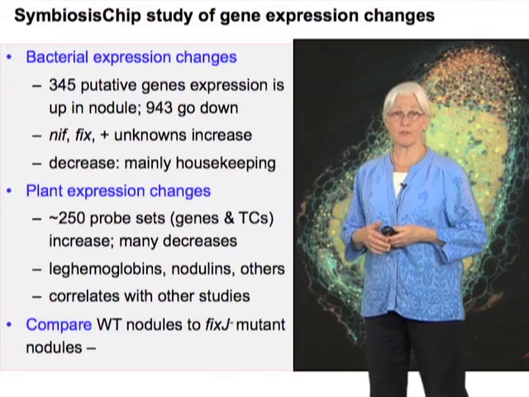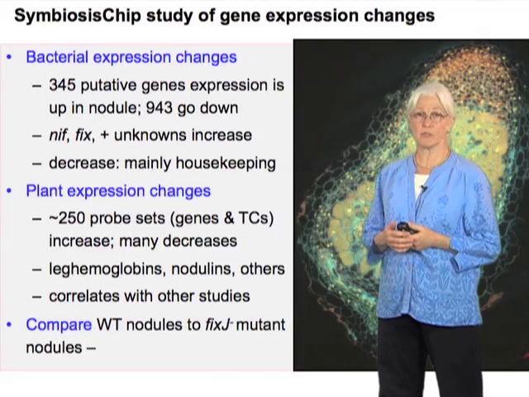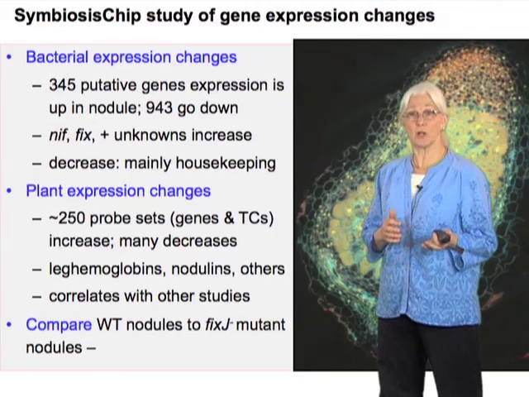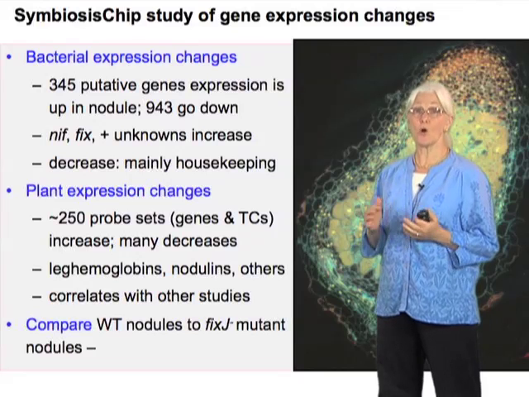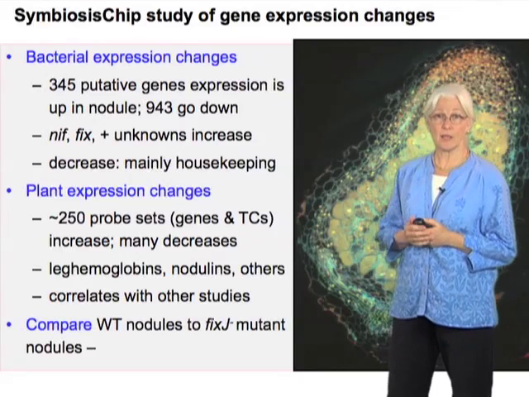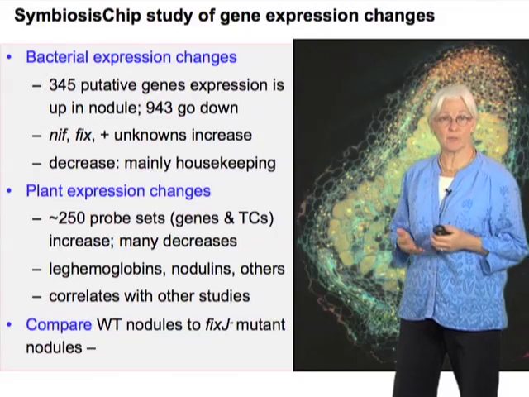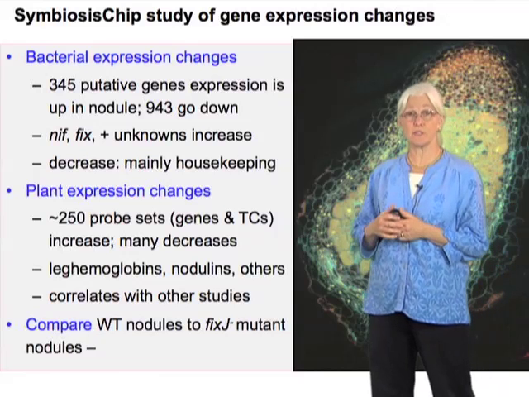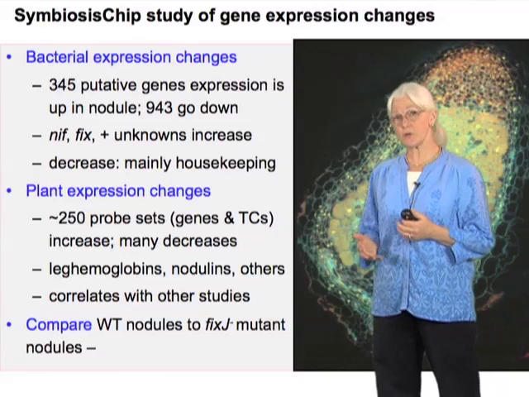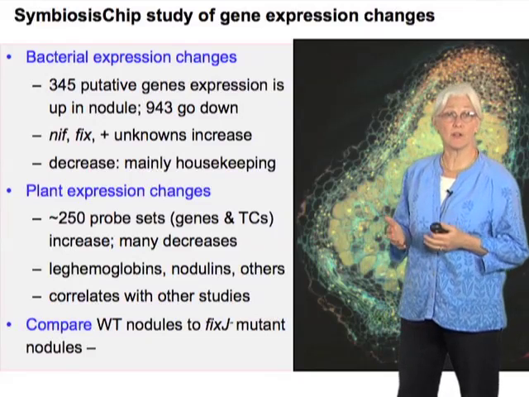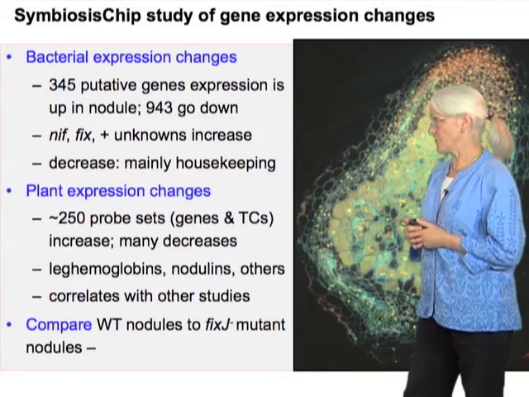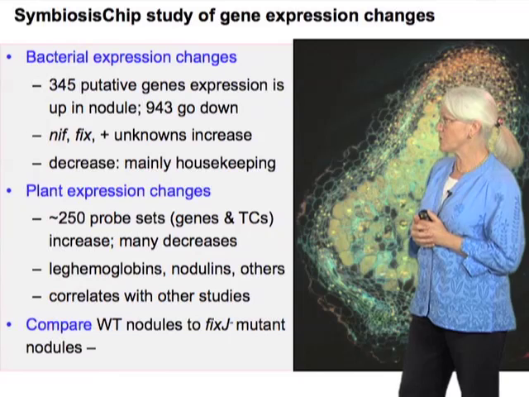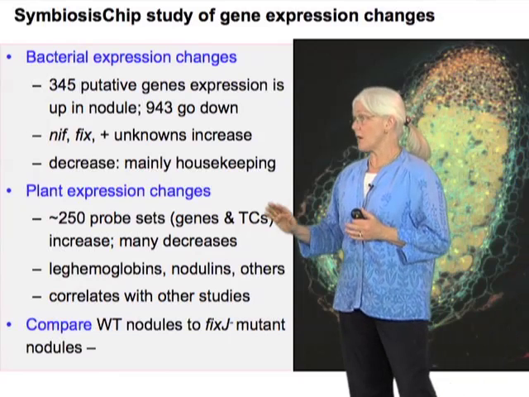Based on our Affymetrix transcription studies, we were able to show that hundreds of bacterial genes change if you compare cultured bacteria to bacteria in nodules. Over 300 genes increase in expression, including the obvious suspects such as nitrogenase and fixation genes. But many more than that, 900 some genes, go down. These decreased genes include biosynthetic functions such as amino acid synthesis and others. So the bacteria is having a major change in its gene expression profile. The plant changes as well.